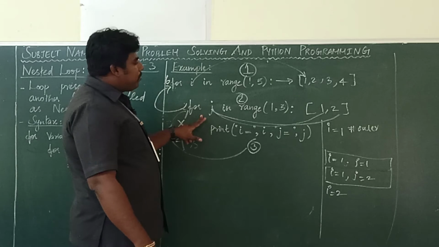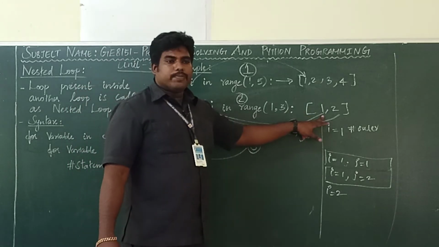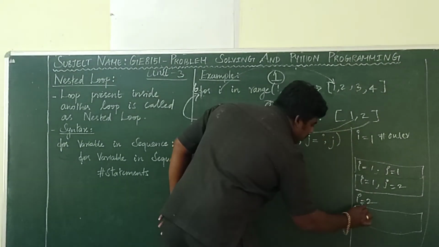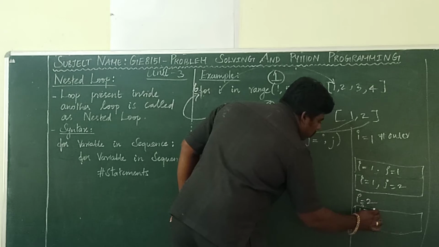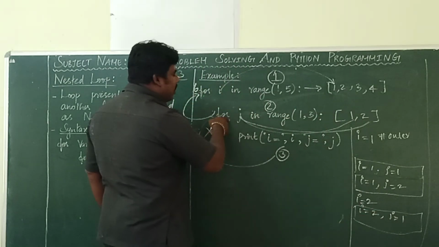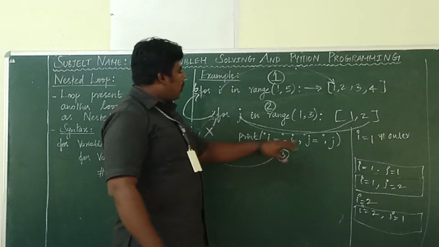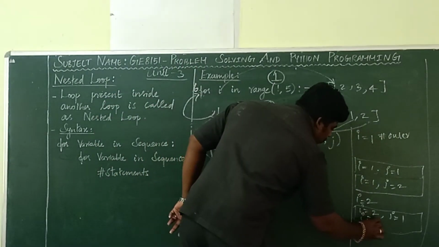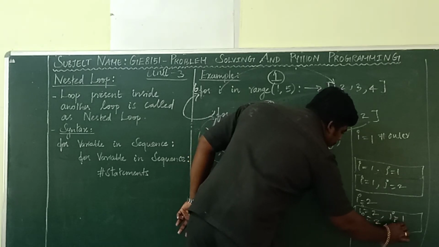Here it will come to the j value. Now what's the j value? 1. So it will print I value and j value, right? So it will print I equal to 2, j equal to 1. Again it will execute the inner loop. Now what's the j value? J value is 2. So I equal to 2 comma j equal to 2.